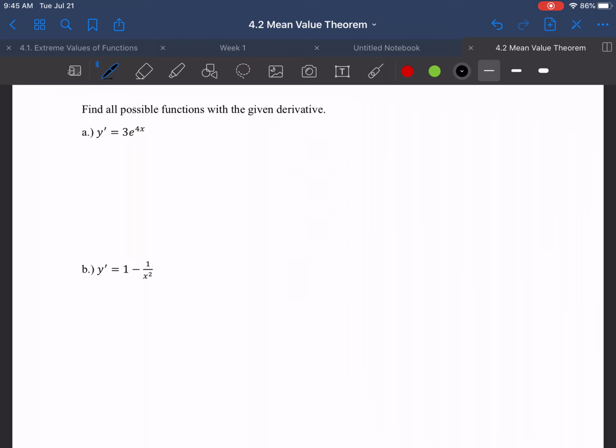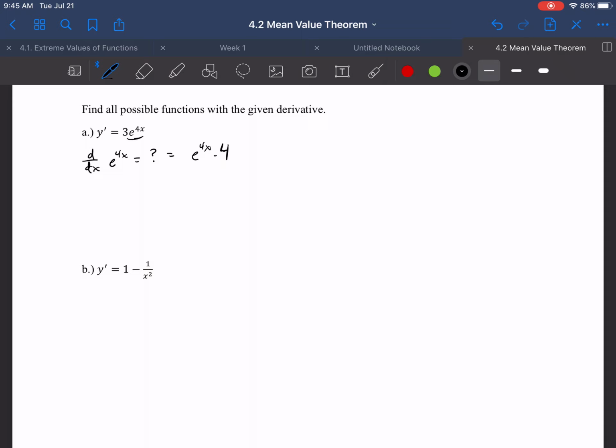We're asking ourselves, the derivative of what gives us 3 times e to the 4x? So the key here in this one is to look at the e to the 4x. What happens? What's the derivative of e to the 4x? All right? What is that? Well, it's going to be e to the 4x times 4.